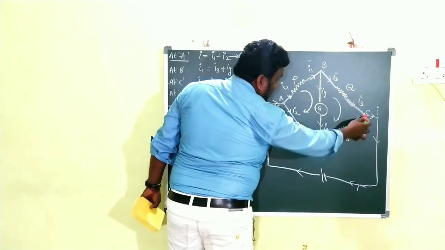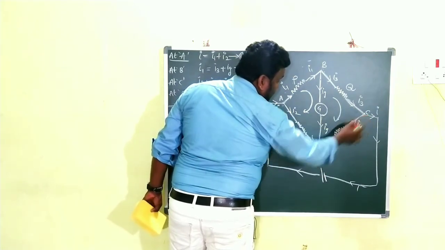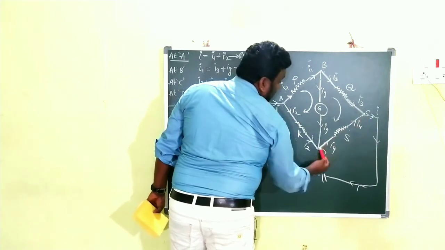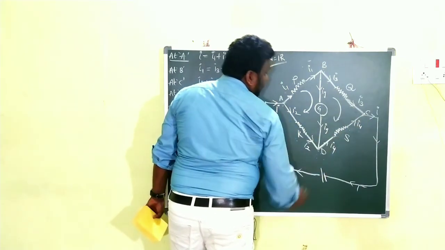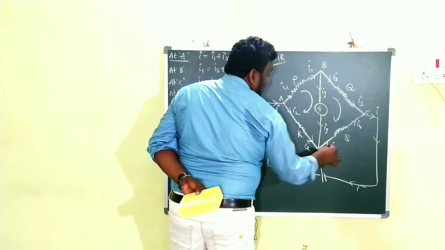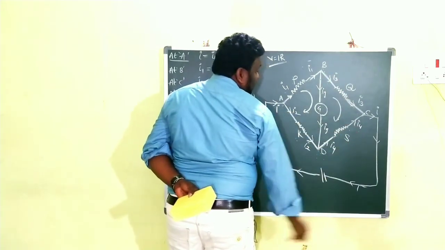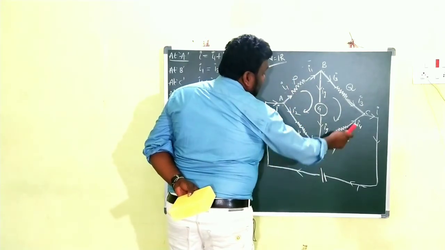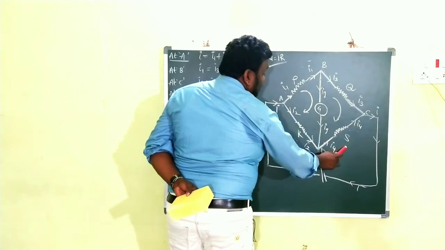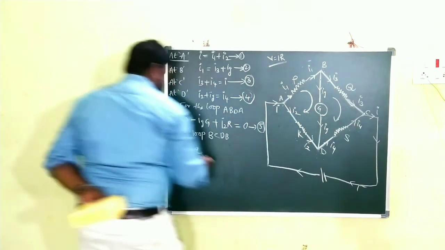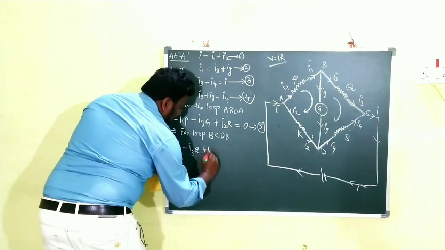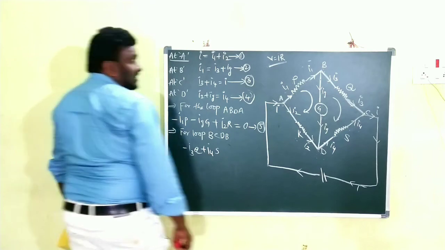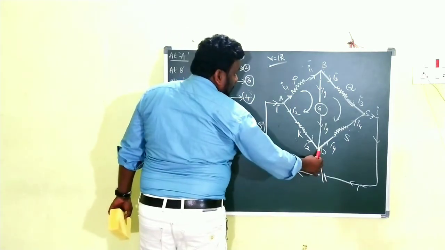Now we are coming from C to D, moving in the clockwise direction. We are coming from C to D, but the current is D to C. So the direction of our moving and the current are in opposite directions. That's why the potential here is I4 into S, and it should be taken as positive: plus I4 into S.